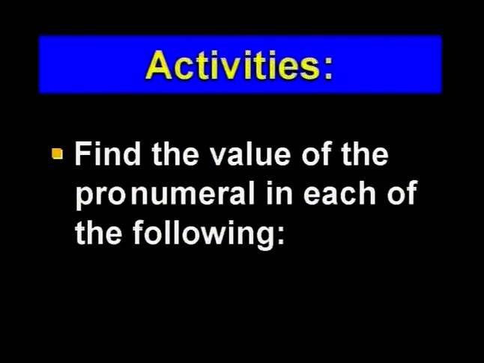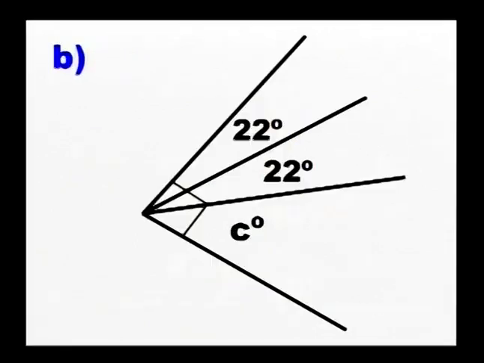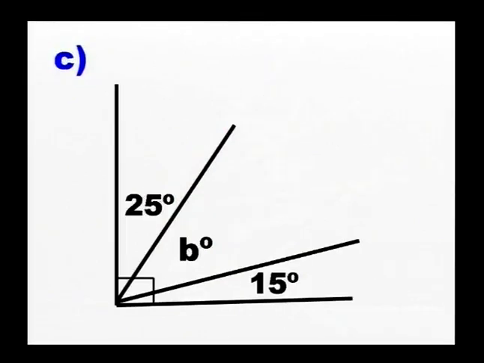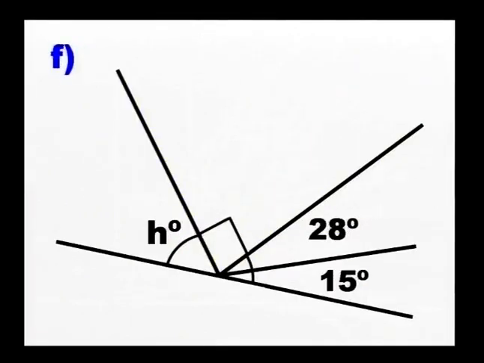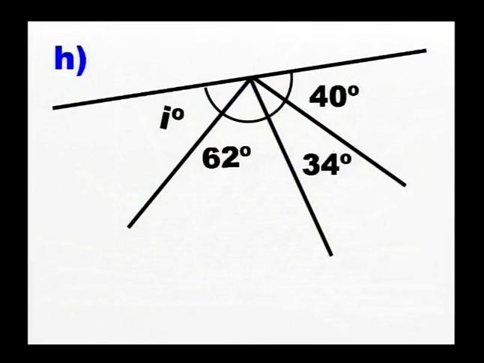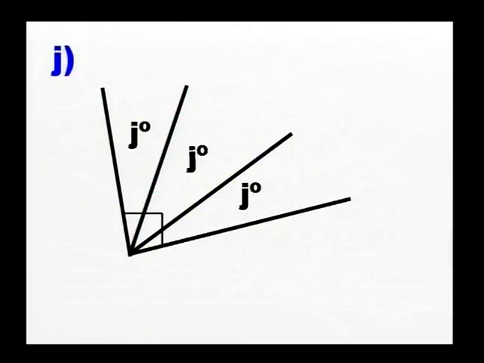So, in our main activity, we are going to find the value of pronumerals in each of the following, meaning that we are going to find some of the unknown angles in the activity. Activity A, activity B, C, D, E, F, G, H, and I, J, and that's all. So we have 10 activities, A to J.